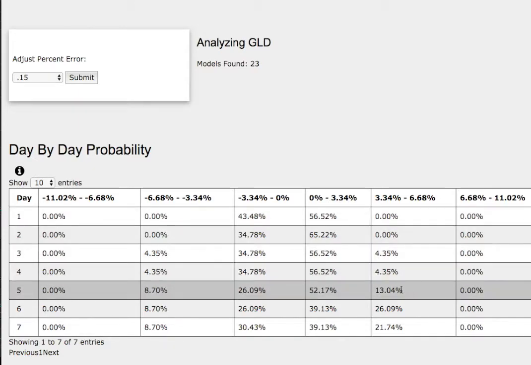And on the extreme case to the upside, we have a 13% chance to climb between 3.3% to 6.7%. And to the downside, we have a 26% chance to fall between 0 to negative 3.3%. And further extreme case to the downside, a 9% chance to fall between negative 3.3% to negative 6.7%.